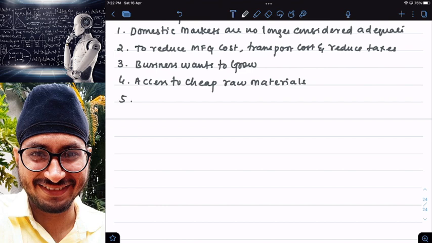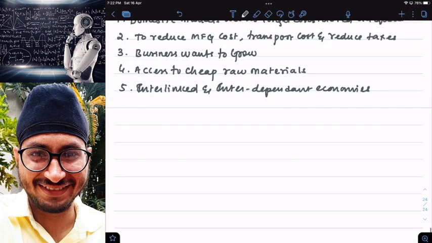Then interlinked and interdependent economies. It means nowadays India cannot survive on its own. China cannot survive on its own. Russia, Ukraine cannot survive on their own. They have to depend on each other. India is dependent on China, China is dependent on Pakistan, Pakistan is dependent on US, US is dependent on Russia. All countries are dependent on each other, right? That is why I will take advantage of that and become a global company. Lower trade barriers.